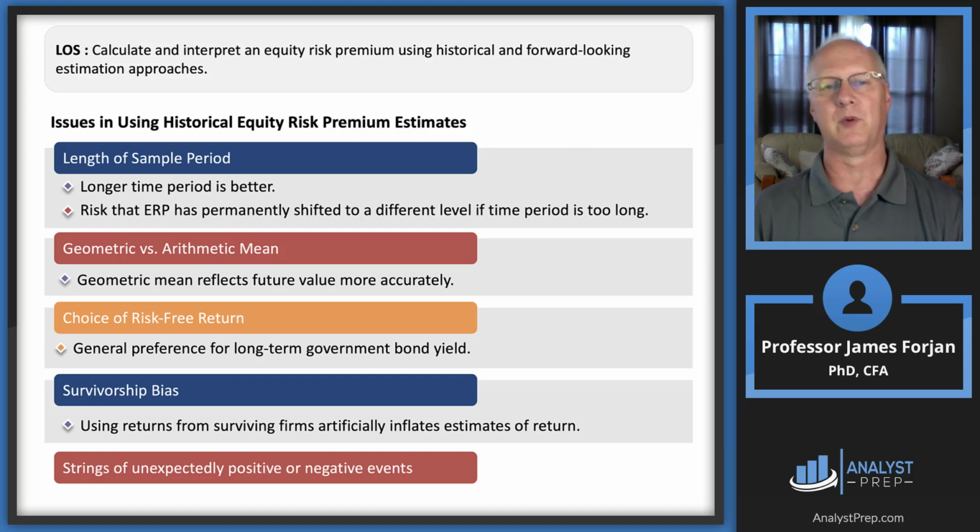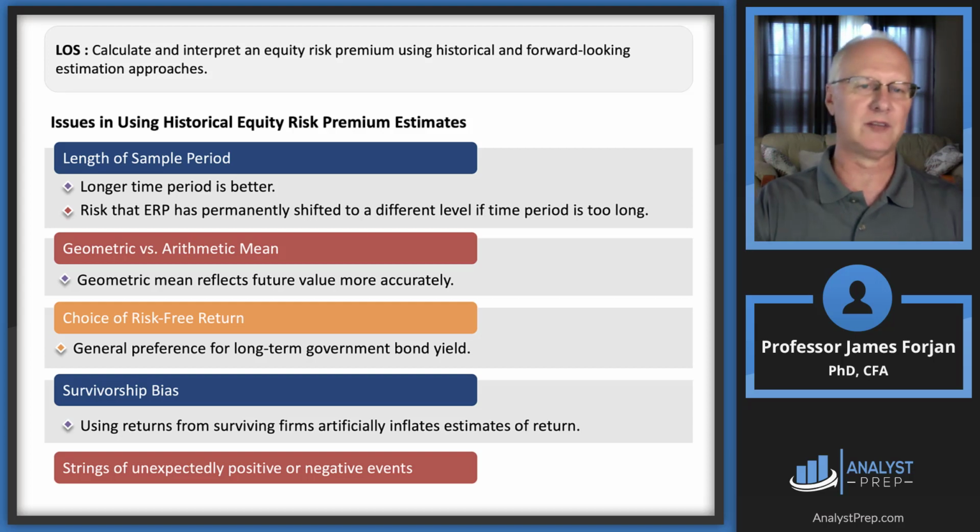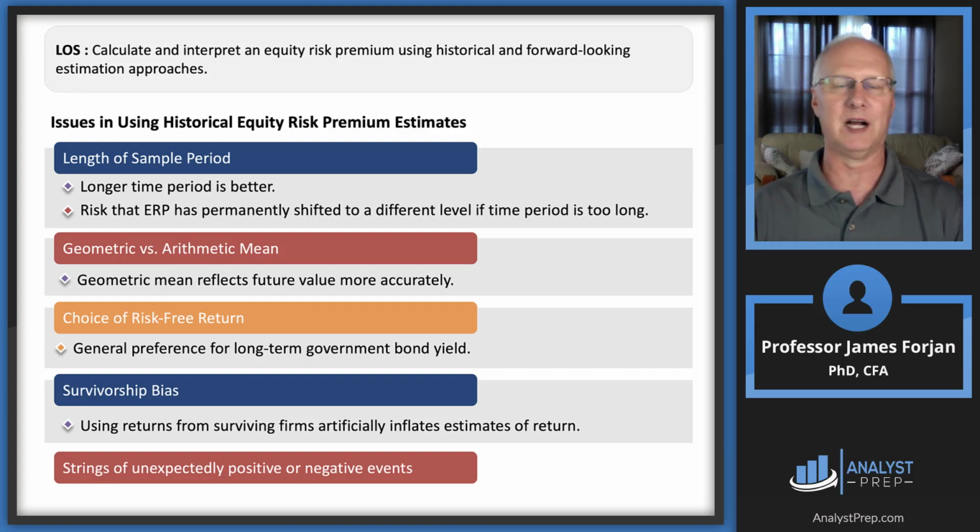Remember the difference between geometric and arithmetic means. I'm almost 100% positive that I went through a good example back in level 1 on this one. Geometric mean reflects future values more accurately, and that's because it takes into consideration compounding. So just remember that, if you ever get to that on an exam: arithmetic mean ignores compounding, geometric mean considers it. And by the way, did I say this a few moments ago? Internal rate of return is a geometric return as well.